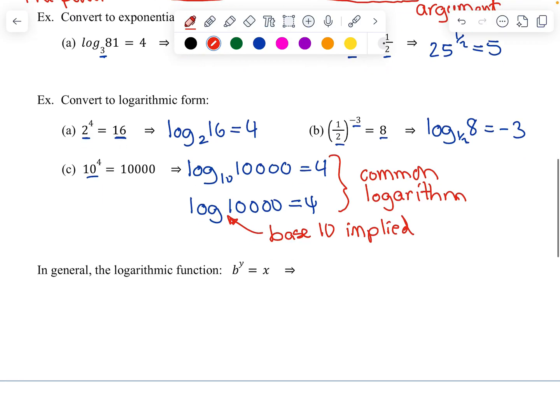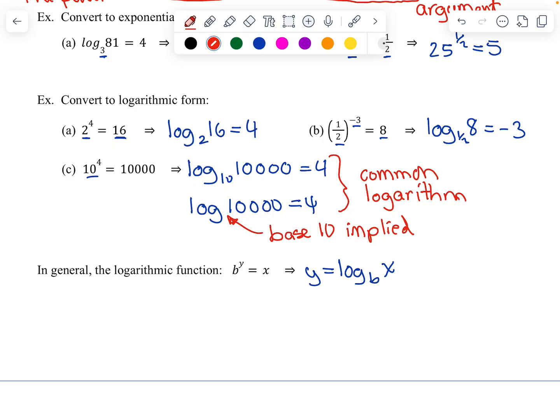So in general, our logarithmic function starts from the inverse of the exponential function. By switching the x and the y, we can rewrite this and say that we end up with the exponent is equal to log base b of x.